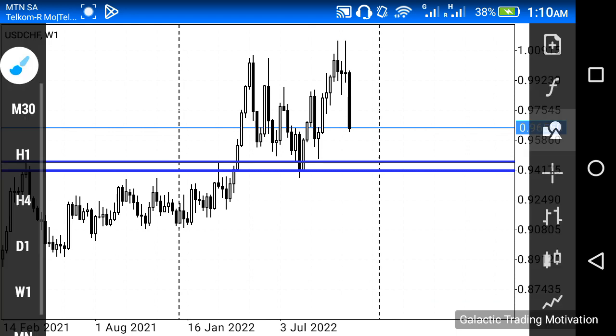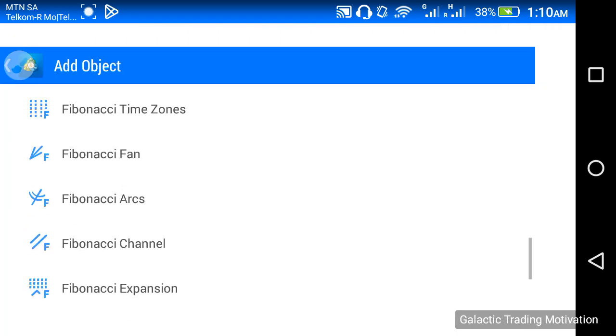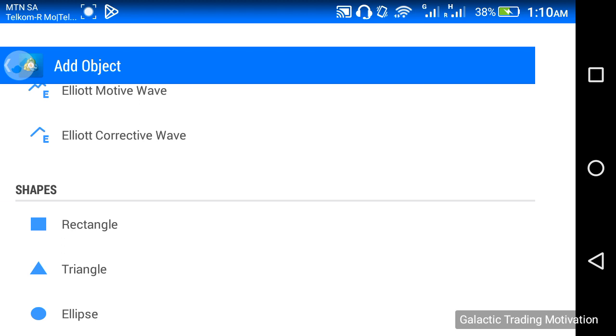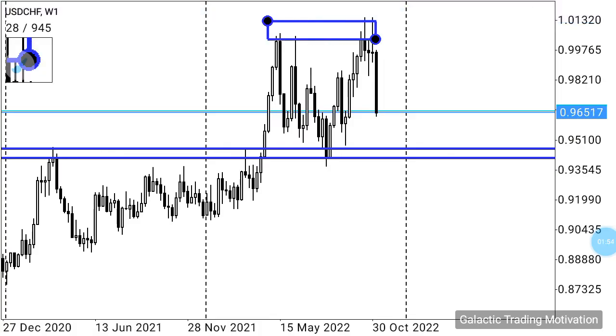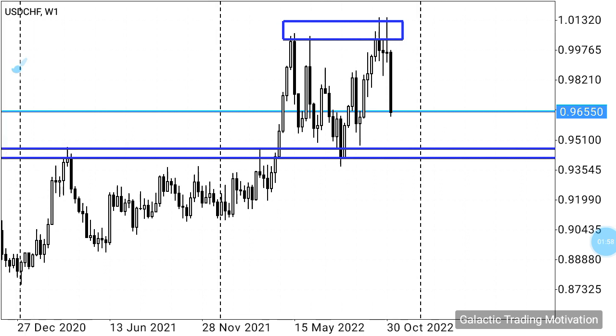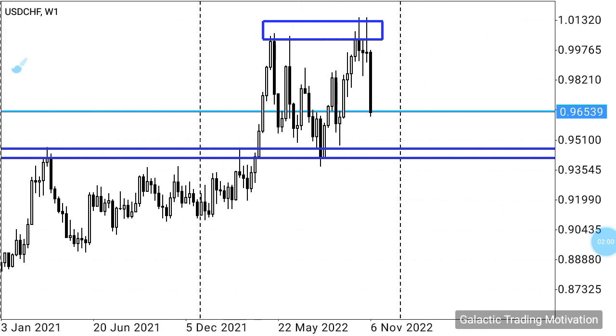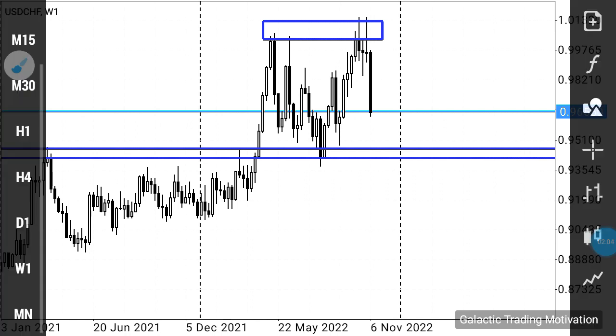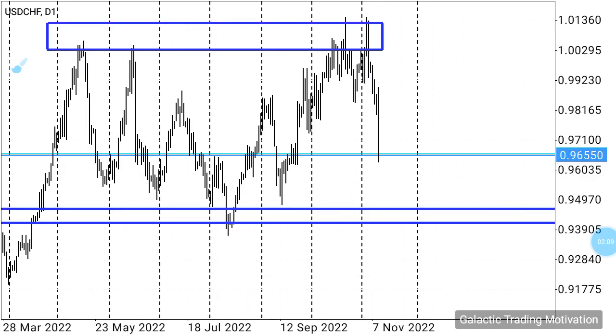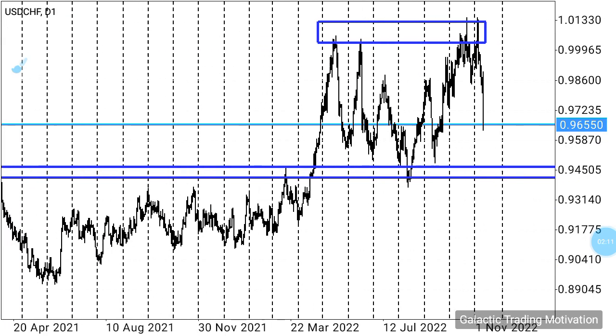So what I'm gonna do is just mark the double top. Just bear with me guys while I do so. There we go. So we can say that that's the double top, as you guys can see. And then the next thing that I'm going to do is to head down to the daily chart. Just bear with me guys, and here we are on the daily chart.